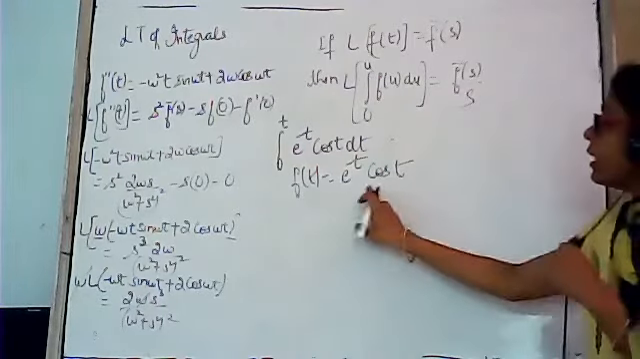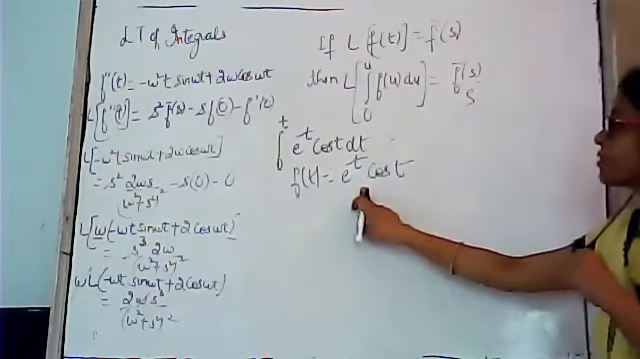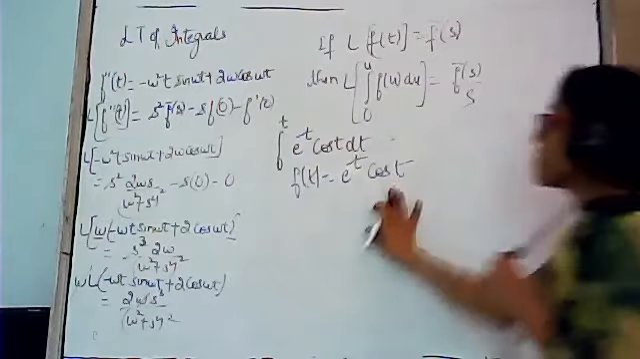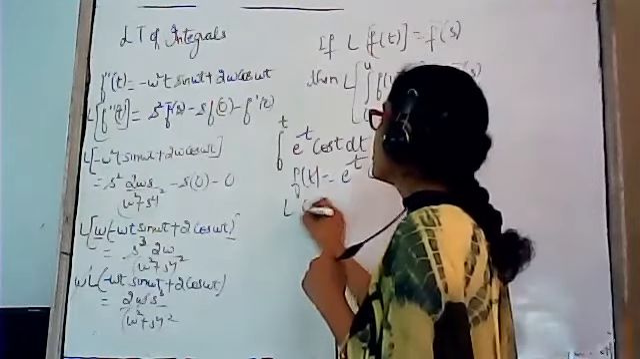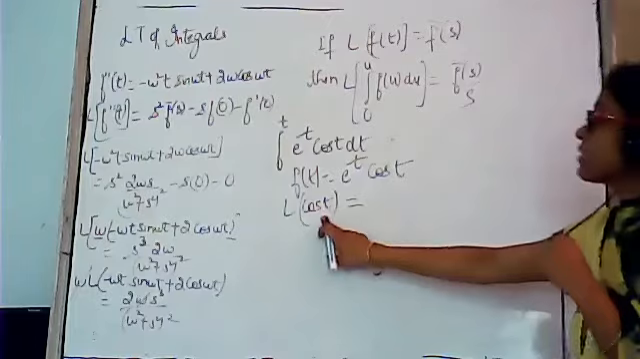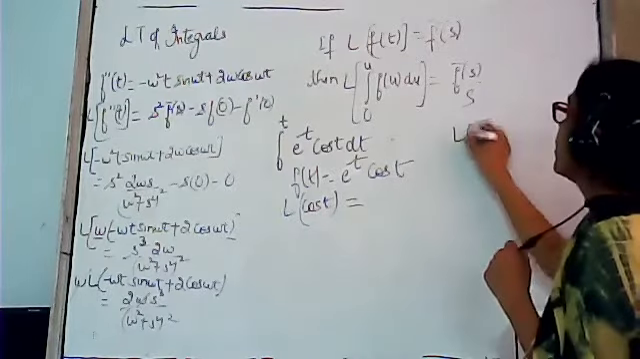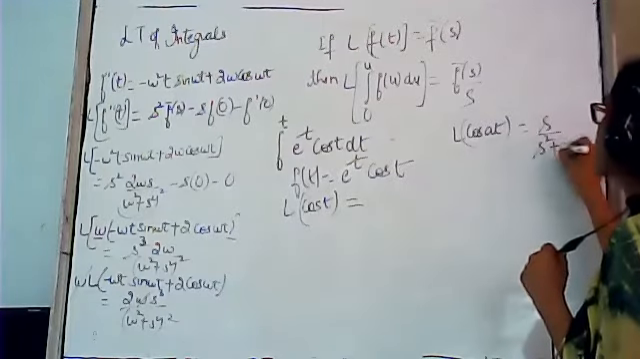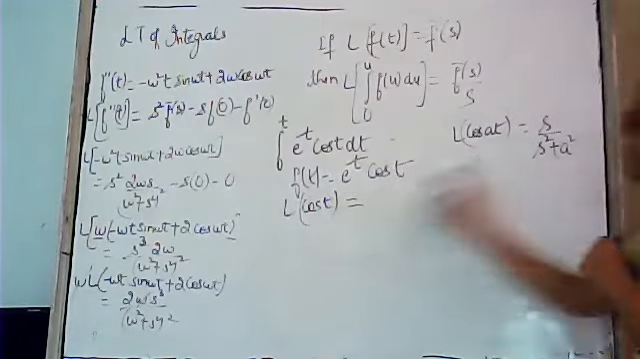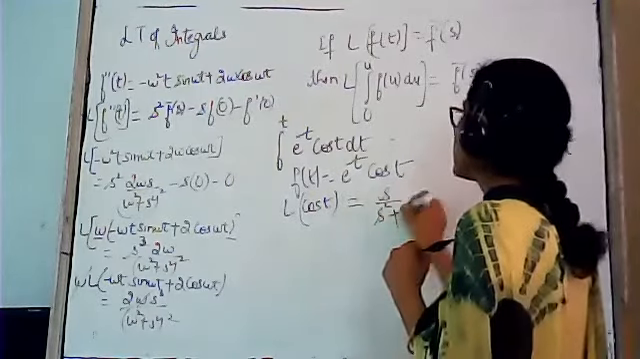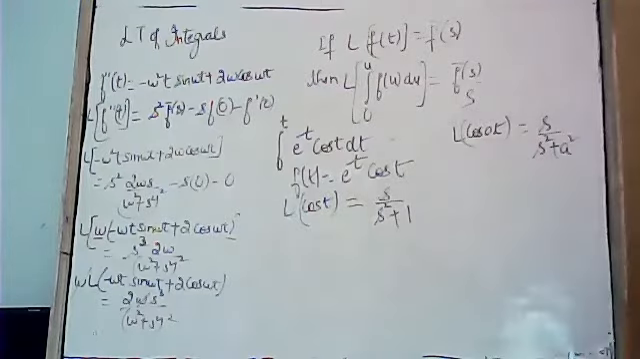Now beta, how will you find the Laplace transformation? Which one can we find first? First of all, we will find the Laplace transformation of cos t. I hope you remember the results. Laplace transformation of cos at, we have done the result. This is s upon s square plus a square. Here we have 1 in the place of a. So it will be s upon s square plus 1 the square.